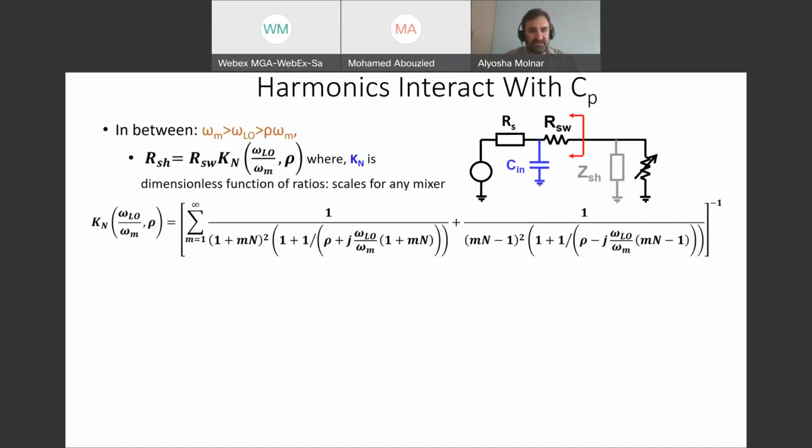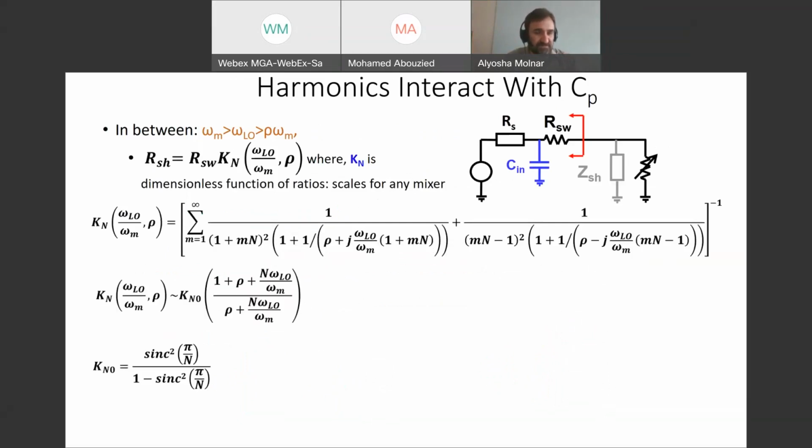If I want to be a little more detailed, I can actually write out the sum. I can state that my shunting impedance is proportional to my switch resistance, and then some dimensionless function of the frequency ratio of where I'm operating to omega m, my mixer's property, and then rho. And I can write the infinite sum, and it's horrible, and you don't want to solve that. But it turns out if you actually do solve it and do some curve fitting, it's very closely matched by a much simpler function, which I'm showing in the bottom left here.